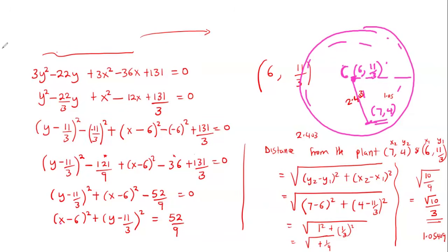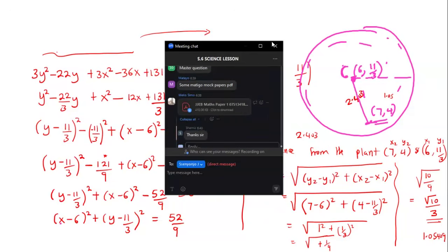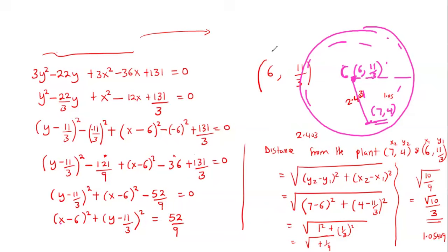Yes, Samsung. But master, when you substitute in those values for 7 and 4, you get a negative value, not 0. Yes, when you substitute 7 and 4, you'll get a negative value. If you get a negative value, it shows you that it is within the boundary. Understood?